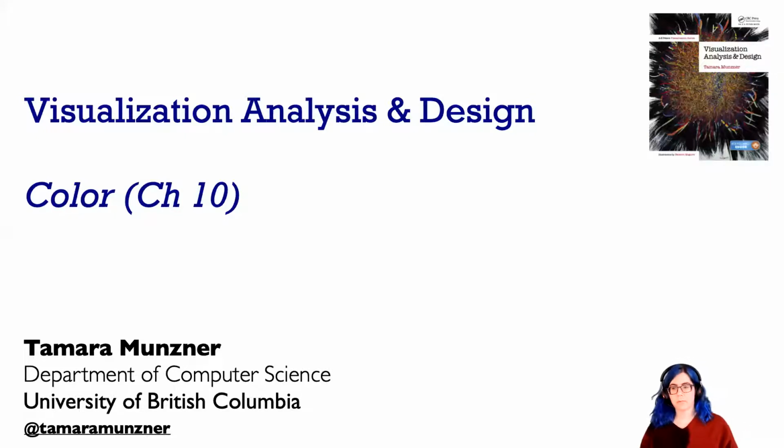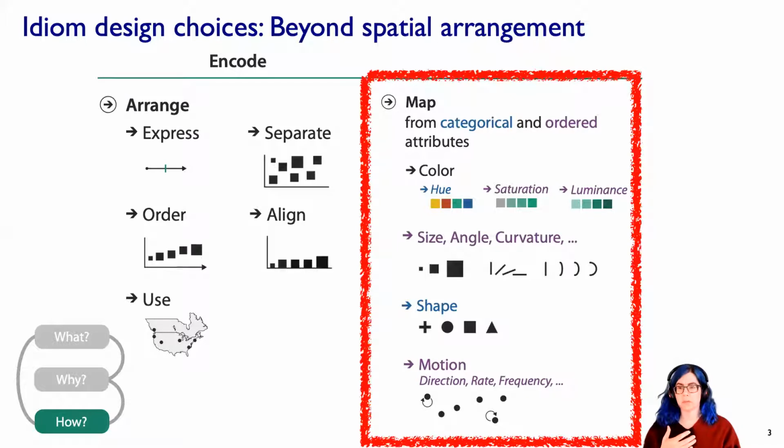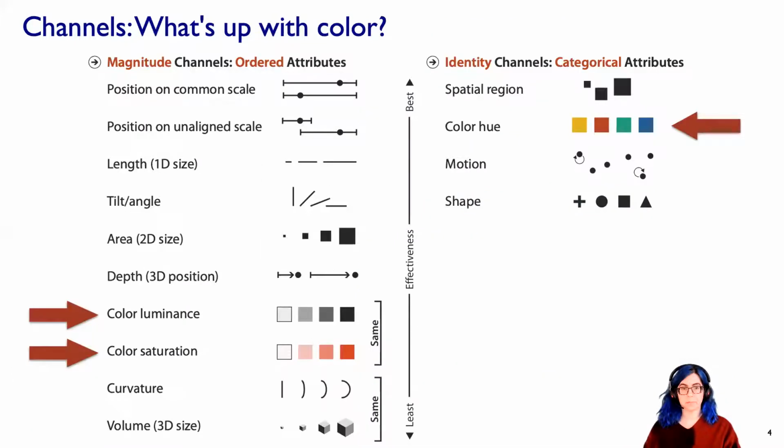Let's continue talking about visualization analysis and design by diving into color. So when we think about ways of visually encoding, so far we've been pretty focused on spatial arrangements of attributes. Now let's switch over and go beyond just spatial arrangement and think about mapping to some of the other visual channels, particularly color. So what is going on with color?